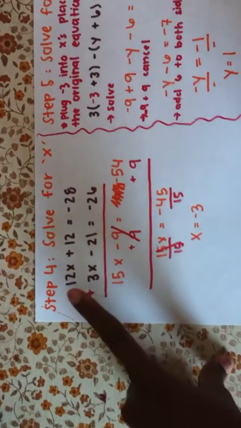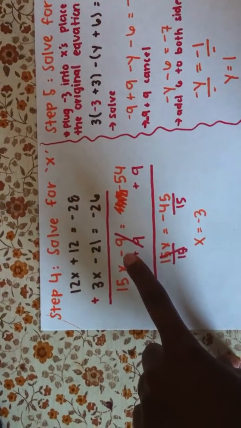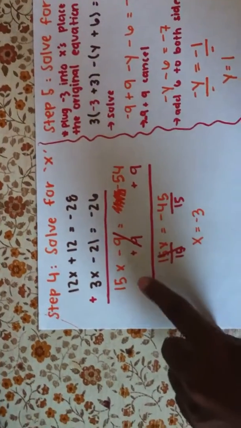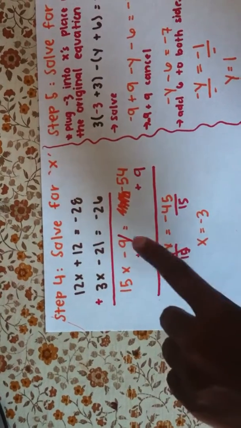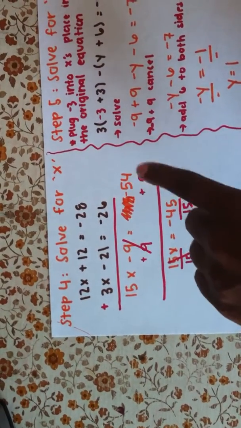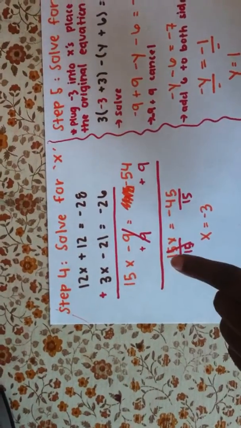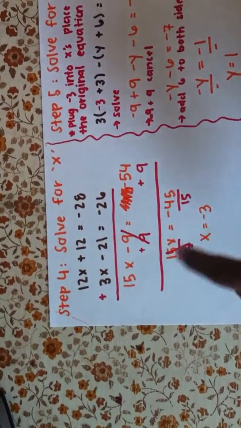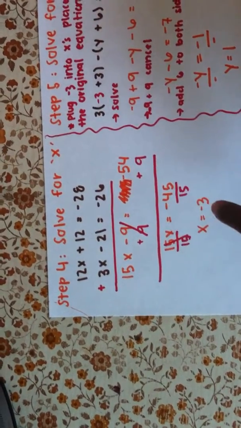So you add these two up, you get 15x. Add these two, 9, equals, add these two, you get negative 54. Add 9 to both sides, so you cancel this out, and you get negative 54 plus 9, which equals negative 45. Bring down 15x = -45. Divide 15 from both sides, and you end up with x = -3.